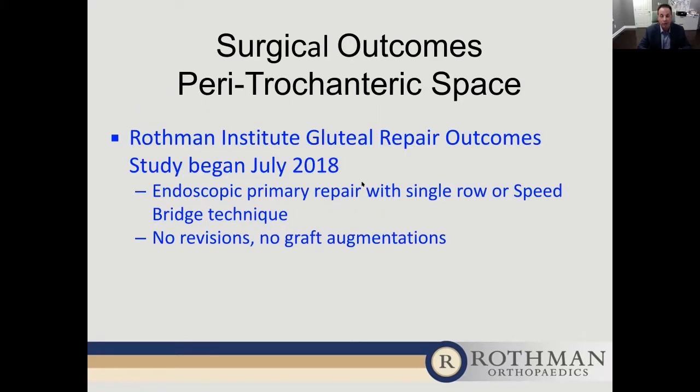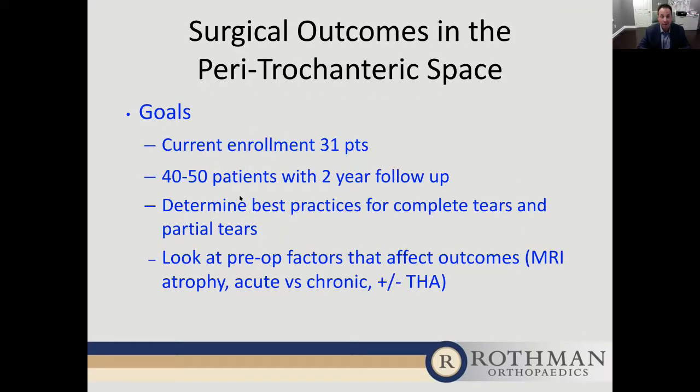So we're actually running a study at Rothman Institute. It's called the Gluteal Repair Outcomes Study, and we began it 3 years ago. So we're doing primary repair with a single row or a double row technique of anchors. And we're just doing arthroscopic primary repairs. To date, we have about 31 patients in the study. We're shooting for about 40 or 50 with 2-year follow-up. So this is a long outcome study.